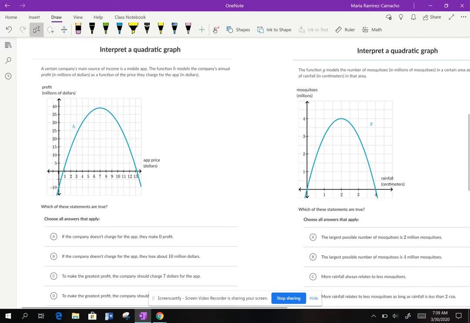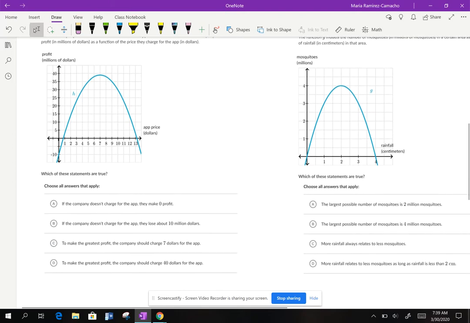Here, we're going to interpret a quadratic graph. So that's a fancy name for a parabola. Okay. We're going to read the situation. The situation is modeled with a parabola. And then we're going to read through the statements and figure out which answers apply.